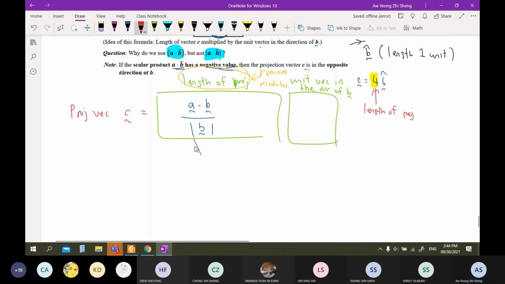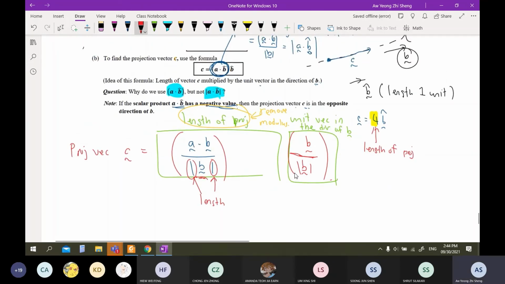Okay. This is not a usual modulus. The bottom pair of modulus is length, right? So you do not remove it. Then what is the unit vector in the direction of B? It will be B divided by the length of B. Yeah. So you just need to multiply these two, and you will get the projection vector.